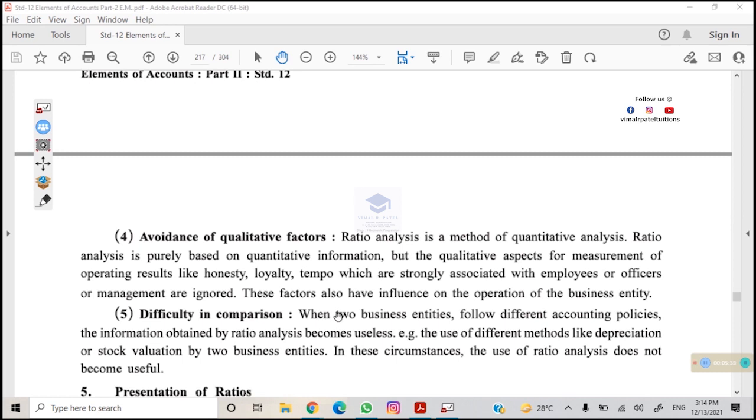Then avoidance of qualitative aspects. Qualitative aspects which will affect the operating efficiency of the business, like loyalty and honesty of employees, will not be considered while calculating accounting ratios. Sometimes it will be difficult to make comparison between two firms. Why? Because of the use of different methods like depreciation and valuation of business, the valuation by two business entities. One company is providing depreciation as per straight line, another company is providing depreciation at written down value method. So accordingly, there will be fluctuation in profit as shown by different business entities.